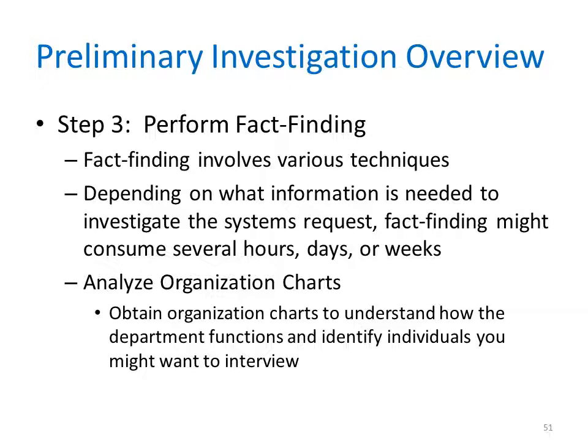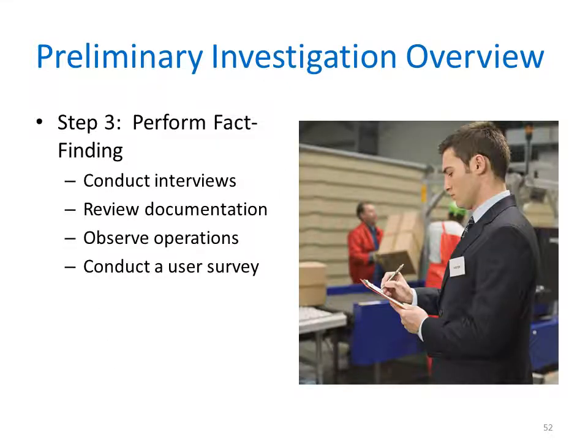During fact-finding, you might analyze organizational charts, conduct interviews, review current documentation, observe operations, or carry out a user survey. The primary method of obtaining information during the preliminary investigation is the interview. The interviewing process involves a series of steps. 1. Determine the people you're going to interview. 2. Establish objectives for the interview. 3. Develop interview questions. 4. Prepare for the interview. 5. Conduct the interview. 6. And very importantly, document the interview. And number 7. Evaluate the interview.